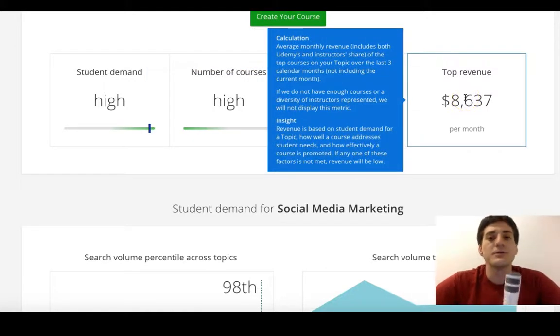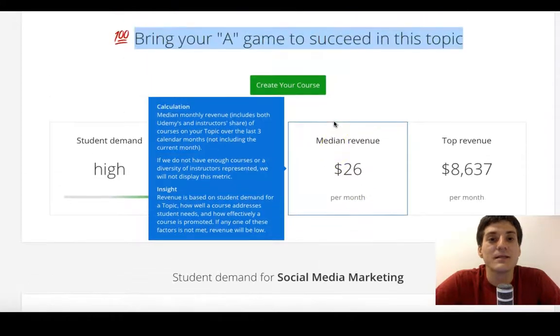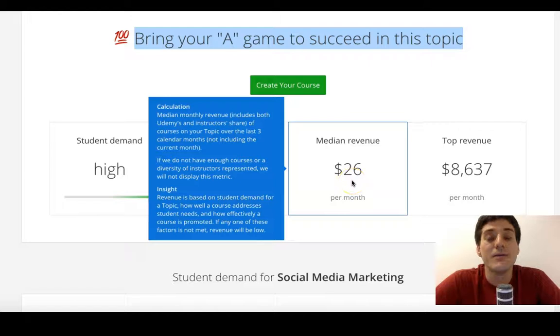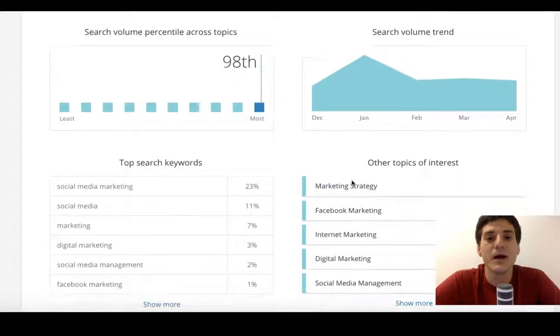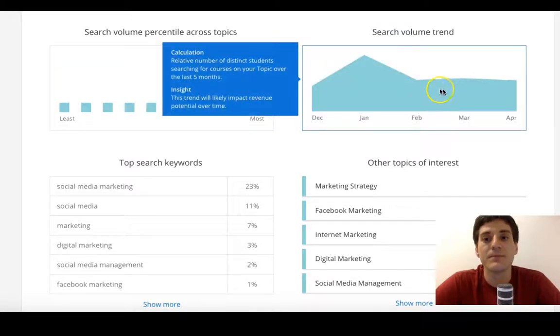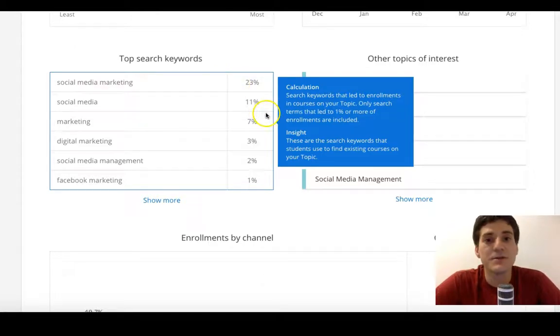The reason I don't focus too much on the top revenue is that it is something not many instructors will get. So we look at the median revenue as something you would use to make your decision. Right now, WordPress is winning because you just need to get good ratings to sell your course. However, social media marketing has $1 higher. WordPress was in the 99th percentile, which means people were searching for it more than social media marketing. The trends are more or less the same, and in terms of keywords, WordPress and social media are more or less the same.